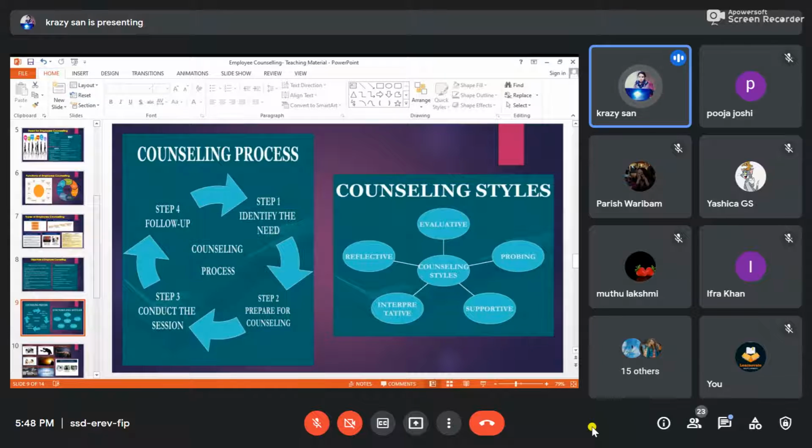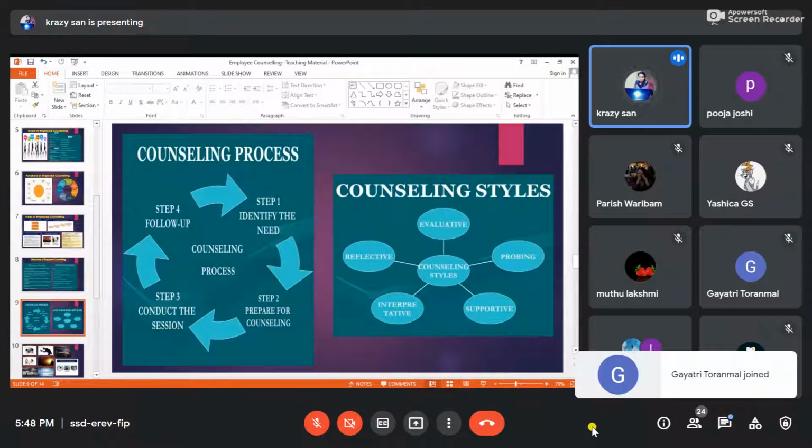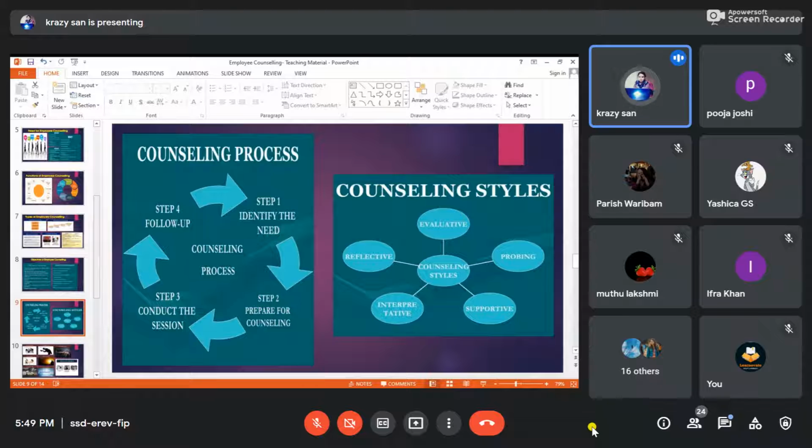Here the counselor assists the subordinates in identifying alternative solutions to the problem. That is, the pros and cons of each alternative are evaluated and the best course of action is selected. So during the sessions, you organize a workshop, a practical session, or a separate one-to-one session, and you understand them and give them proper counseling.